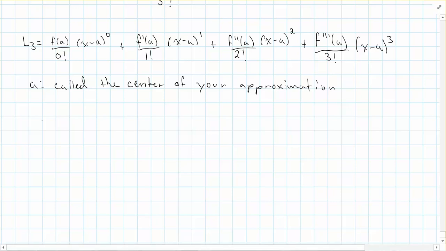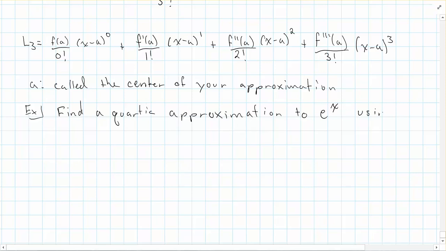Okay, so then let's go ahead and look at another example here. Let's look at this one here. Find a quartic approximation to e to the x using a center of a equals 0.